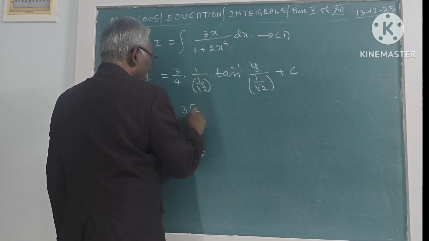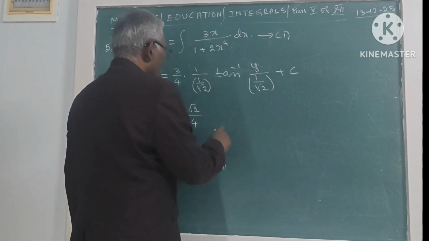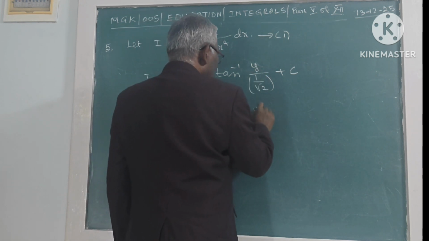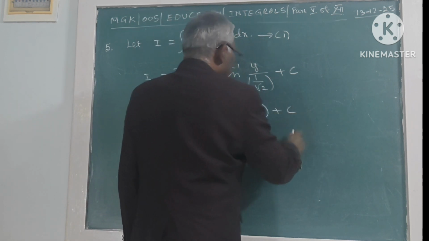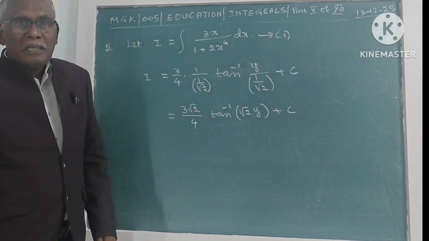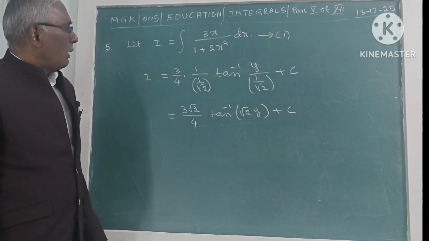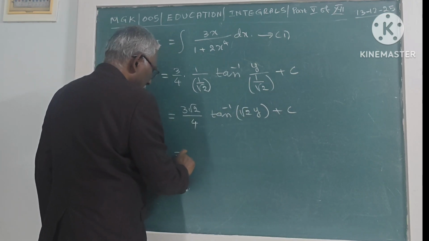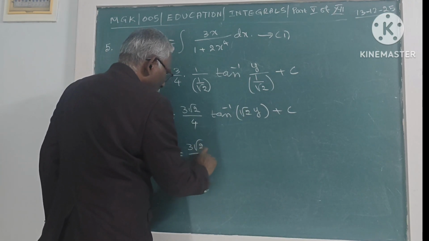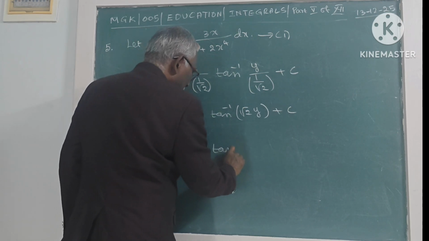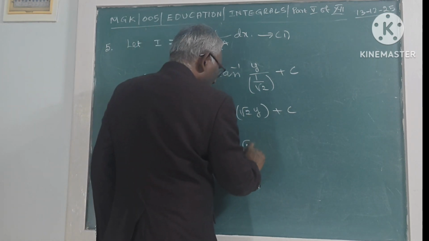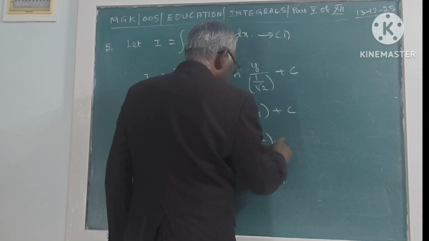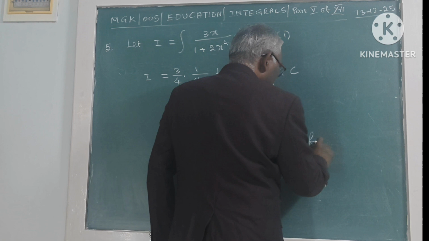So 3 root 2 by 4 tan inverse of root 2 y plus constant. But y is nothing but x square. We have taken x square as y, so we have to replace y in terms of x. That means 3 root 2 by 4 tan inverse root 2 x square plus constant.